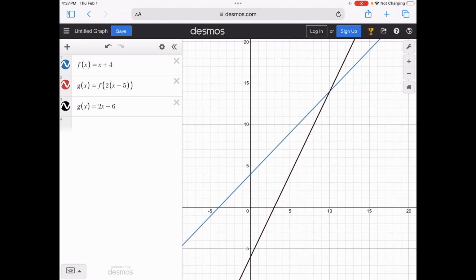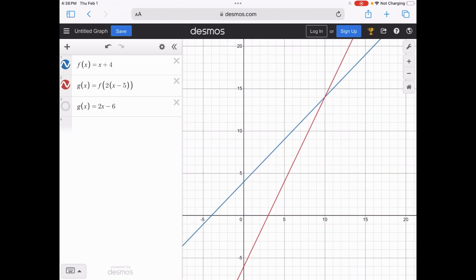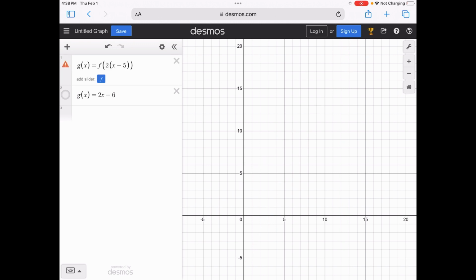So we can just graph that equation, g of x equals 2x minus 6. Notice what happens here. This works because Desmos knows what f of x is. If I take away f of x, it now has no idea what g of x means, because it was depending on that definition of f of x. It was saying g of x is like f of x changed around in those ways.